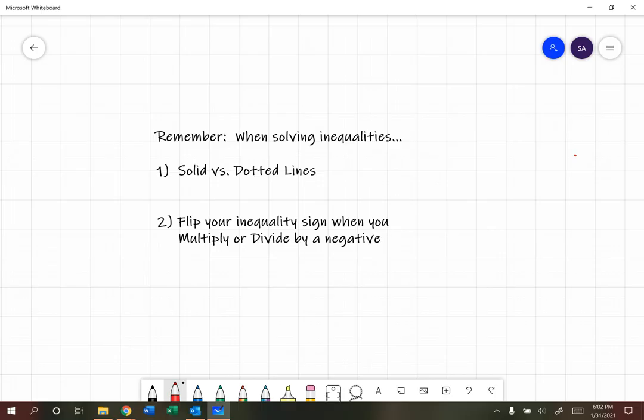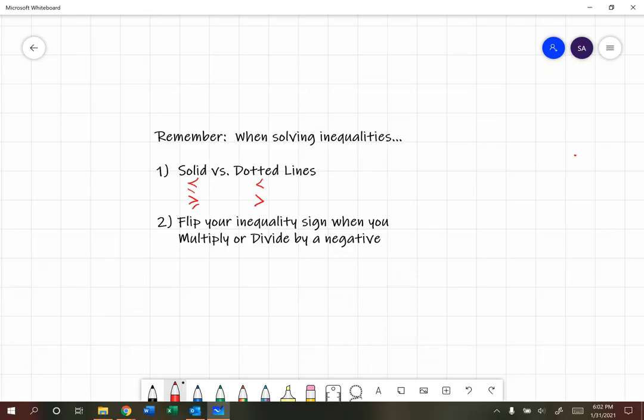First thing that you have to remember is paying attention to whether you are going to be drawing a solid or a dotted line. Remember, a solid line is going to be less than or equal to or greater than or equal to, and a dotted line is just that less than or greater than sign, meaning that the line that you draw does not include the values that are on that line.